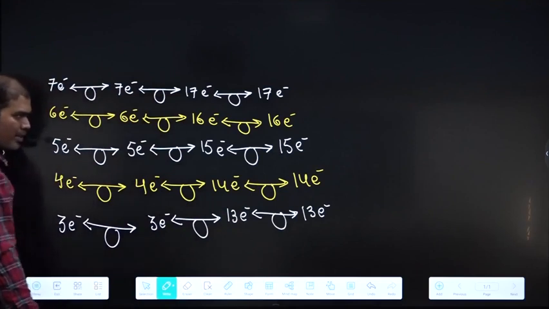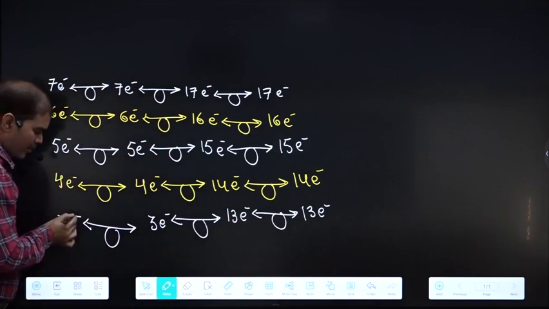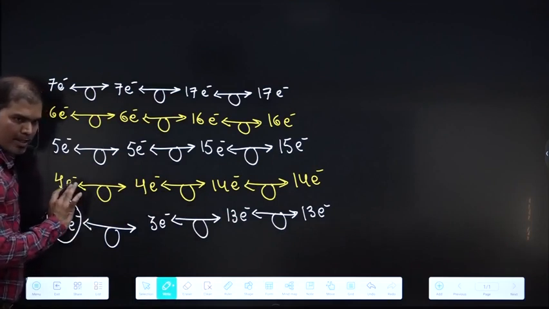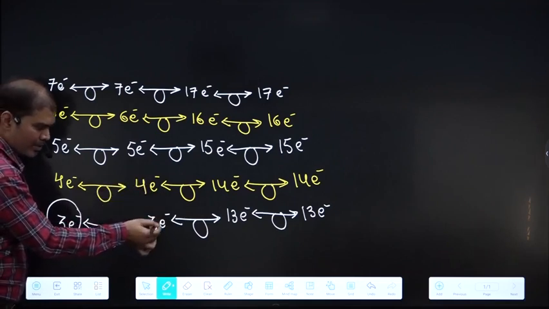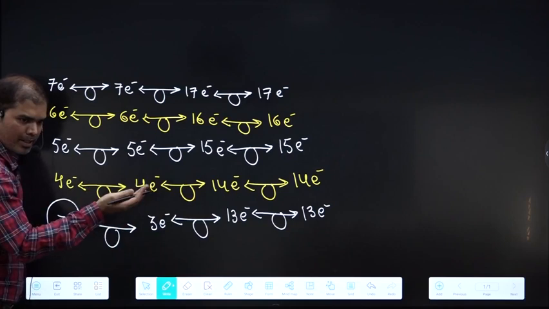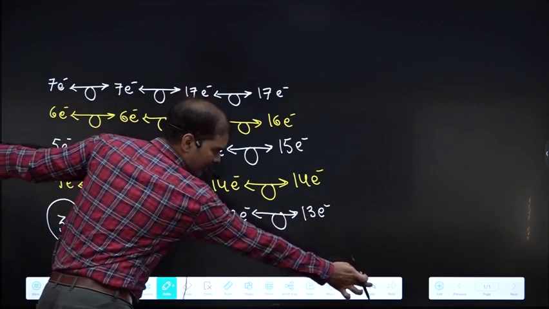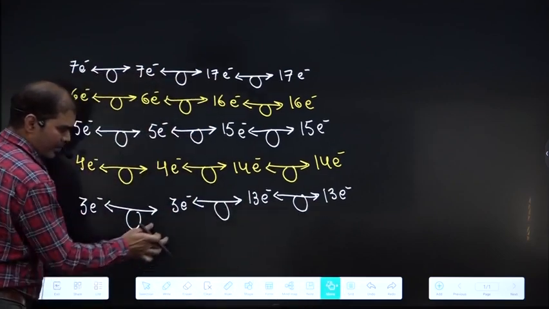So all these electron systems are isolobal. What is the meaning of it? Suppose I am choosing a 3 electron system, one such 3 electron system can be isolobal to another 3 electron system, or that 3 electron system can be isolobal to a 13 electron system. This 13 electron system can be isolobal to another 13 electron system. Okay, that is the meaning of it. How should you understand this?